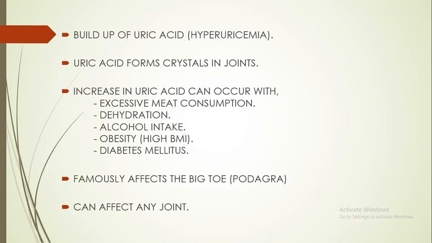Then gout, that's an accumulation, a build-up of uric acid. We call that condition hyperuricemia. Uric acid forms crystals in joints, and as you know, this mainly or famously affects the big toe. When gout affects the big toe, we call it podagra. How does it happen? Increase in uric acid can occur with excessive meat consumption, dehydration, excessive alcohol intake, obesity or high BMI, and diabetes mellitus. Due to these reasons, there's increase in uric acid, and that accumulates in the big toe and causes gout. But even though it famously affects the big toe, it can affect any joint.